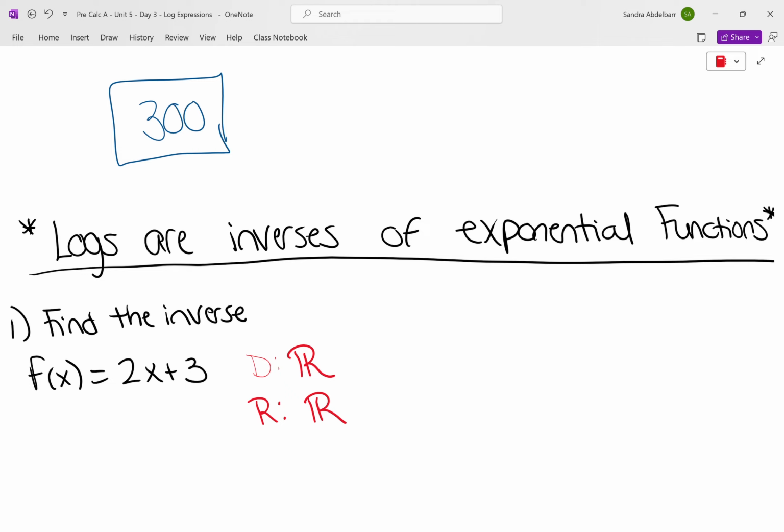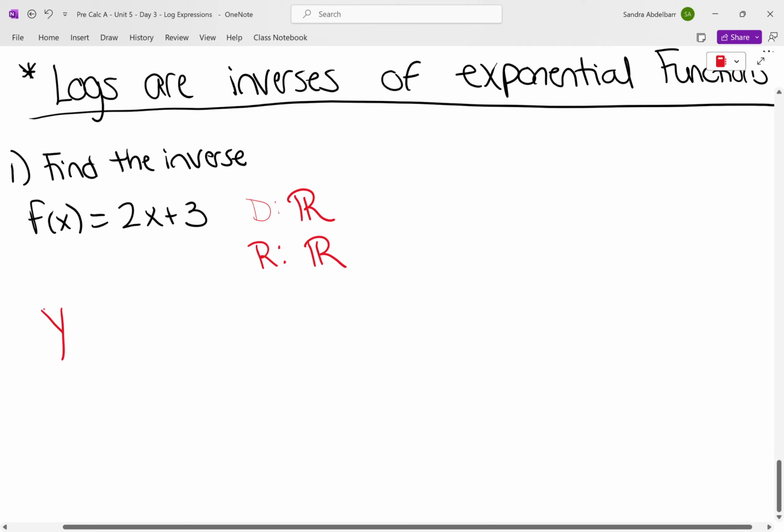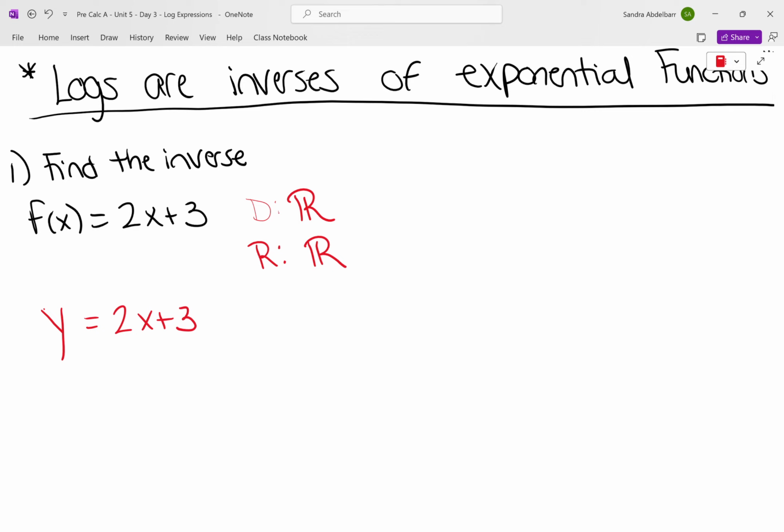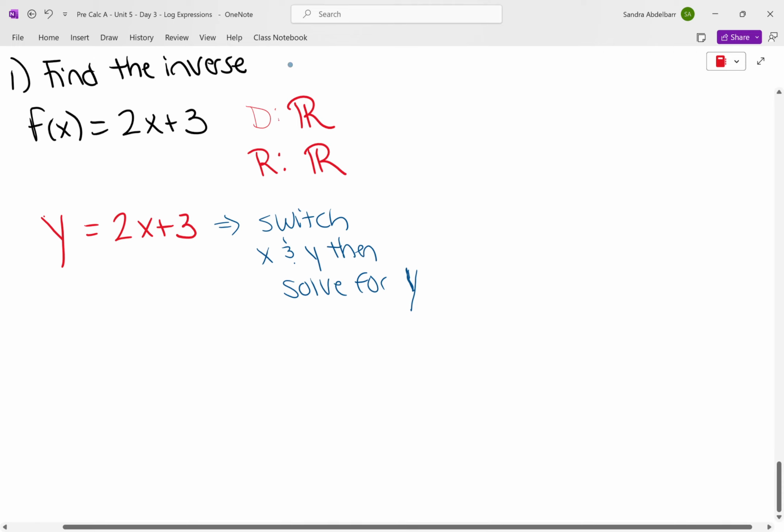Who remembers how to find the inverse? The process we take. Tim? Exactly. So when we come to find the inverse, we know f of x is the same as y. So this is y is equal to 2x plus 3. So when we come to find the inverse, we switch x and y, then solve for y. That's how we find the inverse of any function.